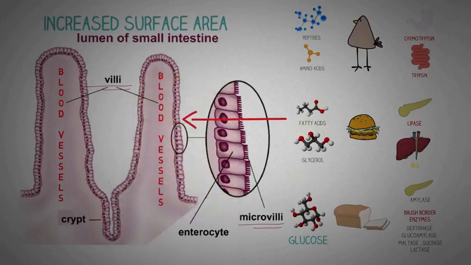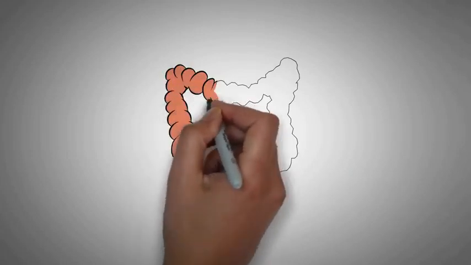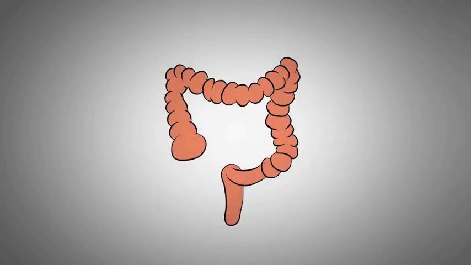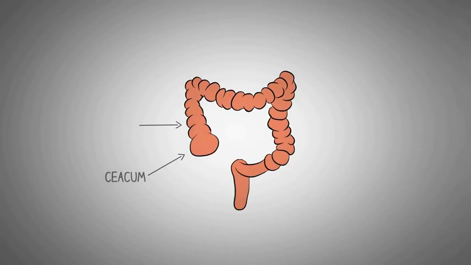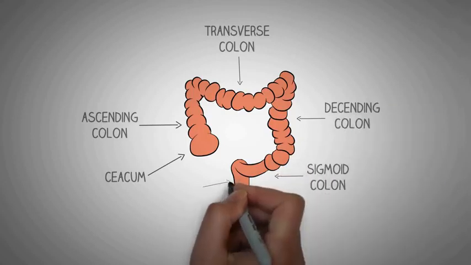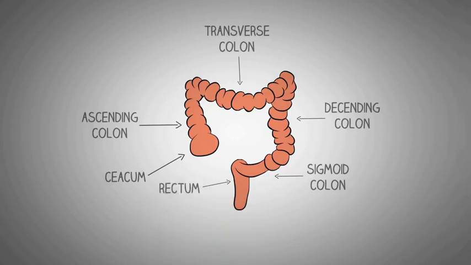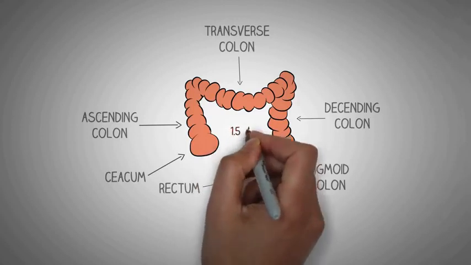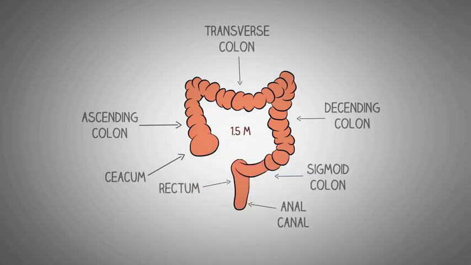So after most of the food is digested and absorbed in the small intestine, the rest of the food passes into the large intestine. The large intestine begins with the cecum, which marks the distinction between the small and the large colon. The large intestine is divided into ascending, transverse, and descending colon. The descending colon then leads into the sigmoid colon, which then leads into the rectum, and that finally leads into the anal canal. Overall, the length of the large intestine is about 1.5 meters, which is about 1/5 the length of the whole GI tract.